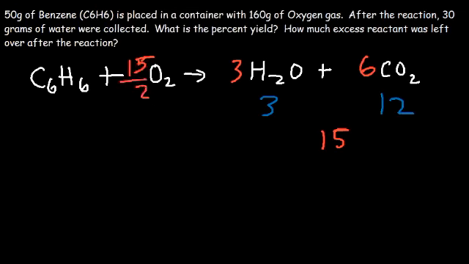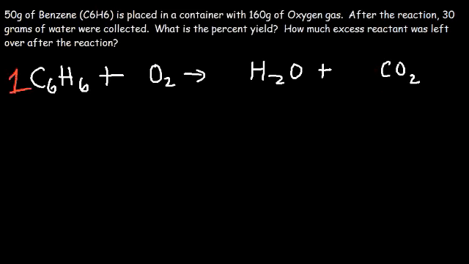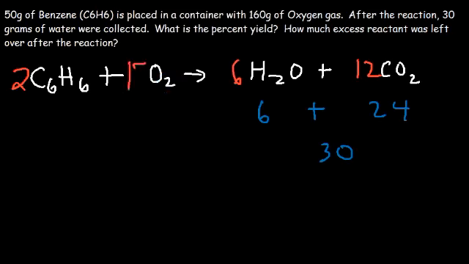So to avoid the fraction, let's double everything. So instead of this being a 1, let's make it 2. So we have 12 carbons on the left side. So we now need a 12 in front of CO2. We also have 12 hydrogens. So we need a 6 in front of H2O. So at this point, we have a total of 30 oxygen atoms. 30 divided by 2 is 15. And so we can put the 15 in front of O2. So now the reaction is balanced.